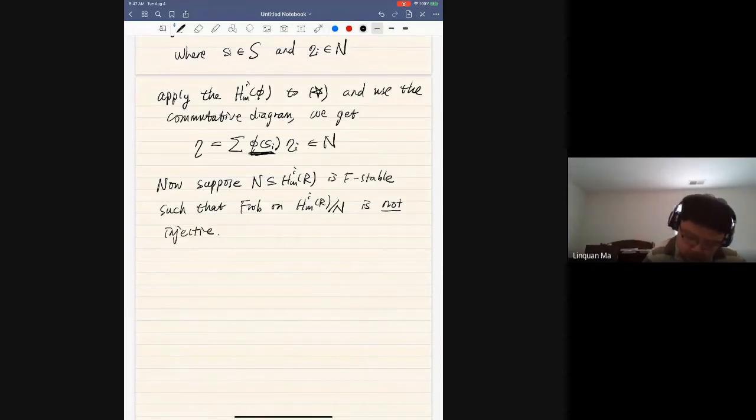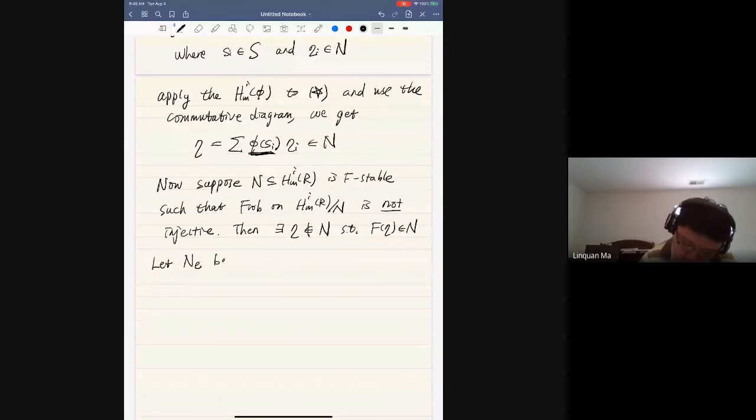But then what does that mean? Then there exists eta not contained inside capital N, such that after applying the Frobenius it is inside N. It's just the definition. So I let NE be the R span of FE of N.